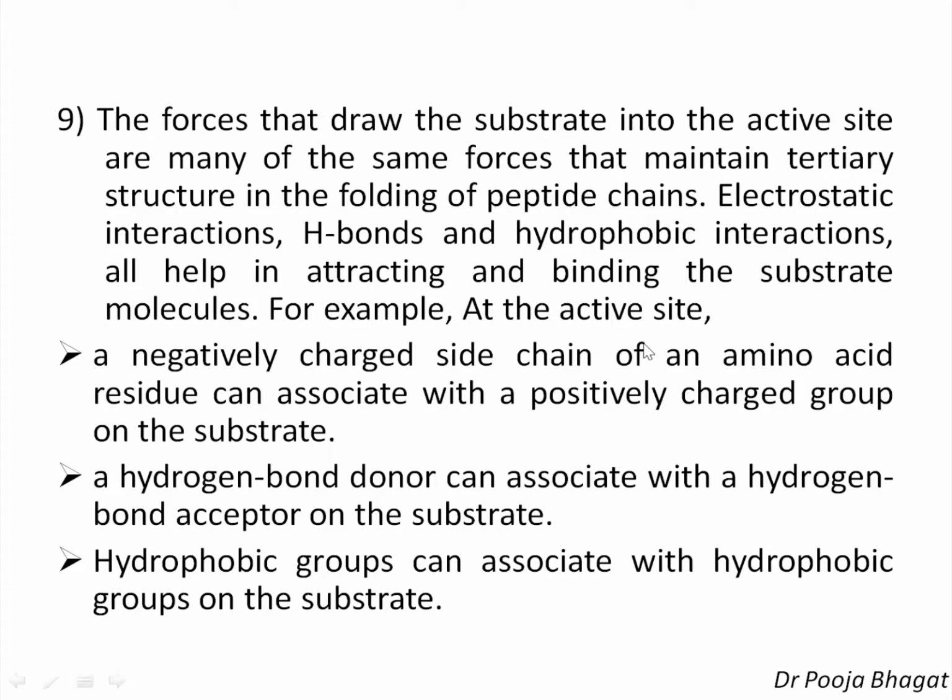For example, at the active site, a negatively charged side chain of an amino acid residue can associate with a positively charged group on the substrate. Let us take glutamic acid or aspartic acid present at the active site. We know that at these amino acids, the side chain contains a COOH group, so that group exists as COO negative. So the negative charge is present on the side chain. If a negative charge is present on the side chain at the active site, then it can form a bond with the positively charged group on the substrate.